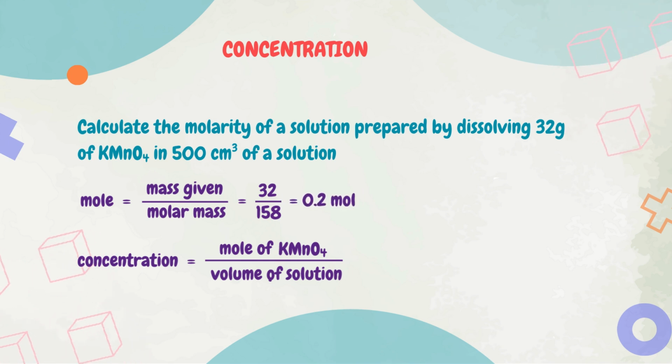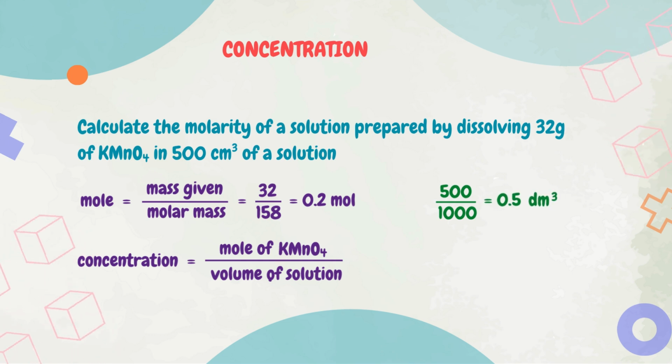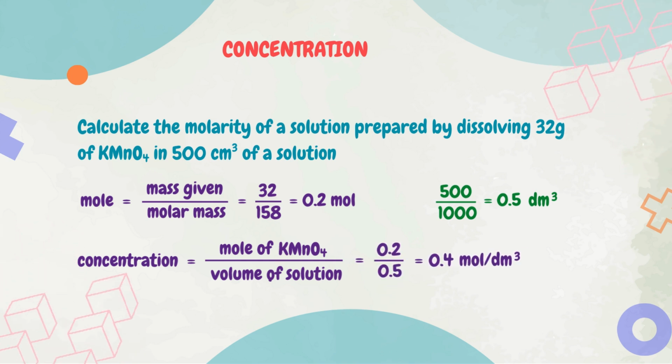This gives 0.2 moles. Then molar concentration is equal to 0.2 over the volume of solution. The volume given is 500 centimeters cubed, so we divide by 1,000 to get 0.5 decimeters cubed. So the volume of solution is 0.5. 0.2 over 0.5 gives 0.4 moles per decimeter cubed as the molar concentration.